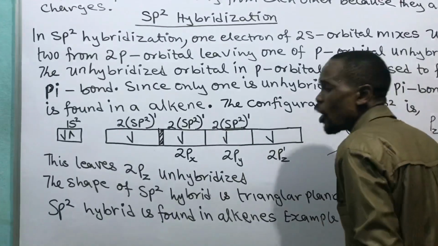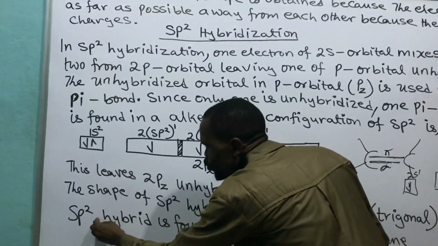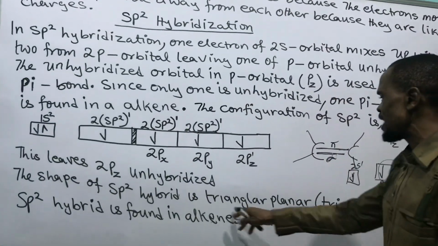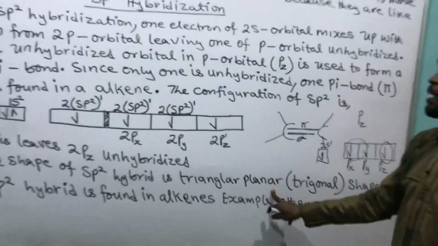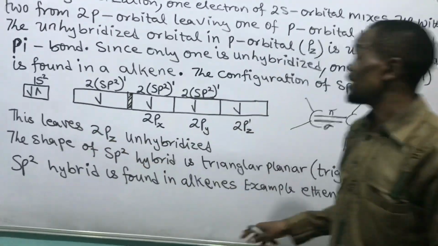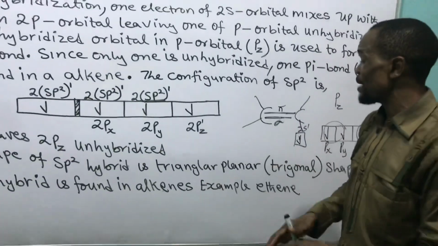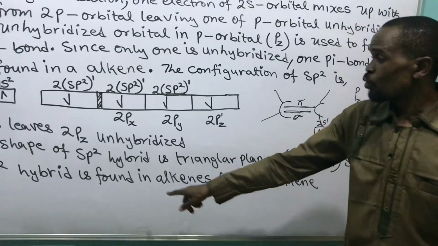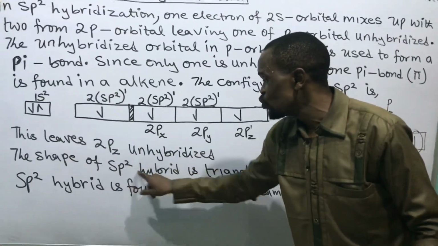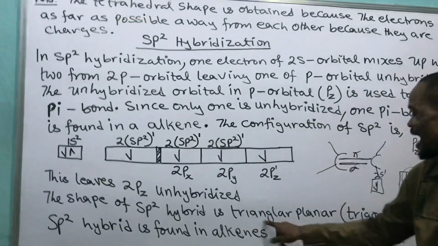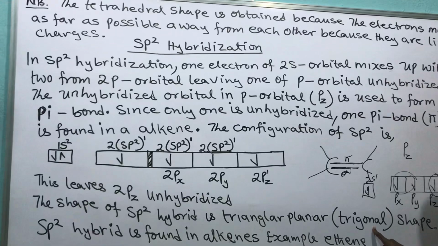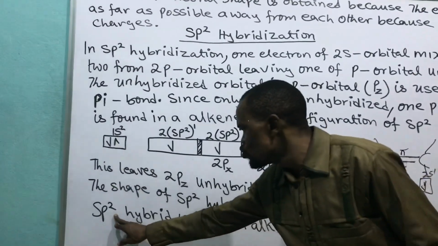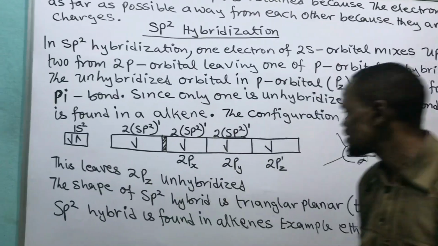We only mix this and the other p orbitals. Then when I say sp2, the shape of sp2 hybridized is triangular planar. Note this as you are going for your JAMB exam: sp2 has a triangular planar shape. And the sp2 hybrid is found in alkene.